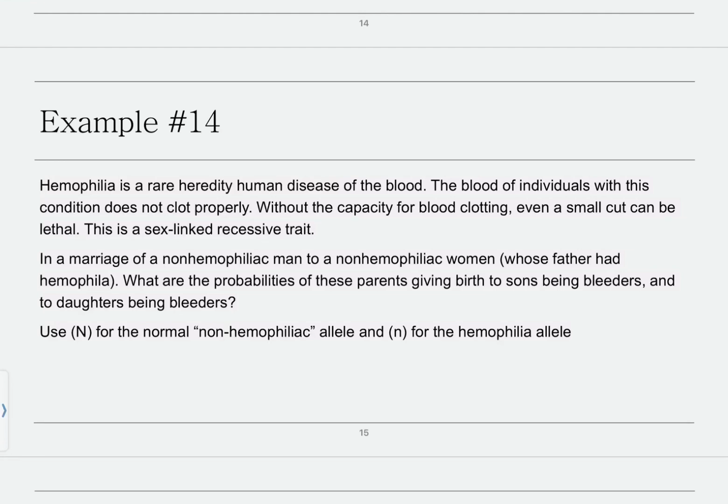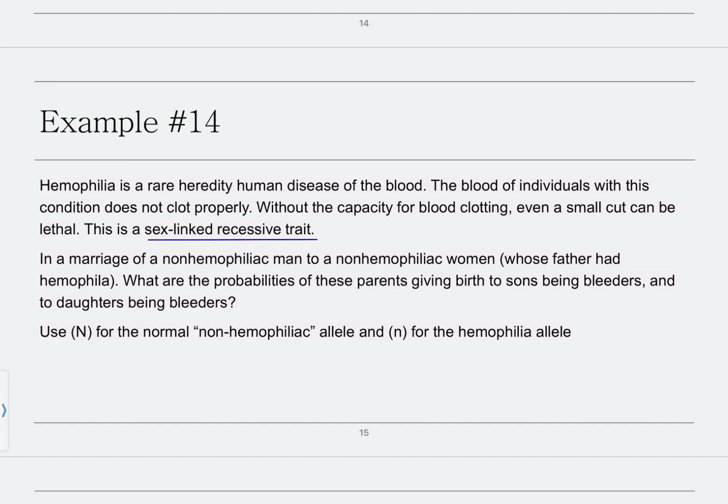Okay, example 14. We're talking about hemophilia. If you read it, it's going to tell you that it's a sex-linked recessive trait. Because we see sex-linked, we know our genotype is going to include X's and Y's to represent the female and the male chromosomes. It's a recessive trait, which means that a female would need 2 recessive alleles to express hemophilia, and a male would only need 1 recessive allele to express hemophilia.